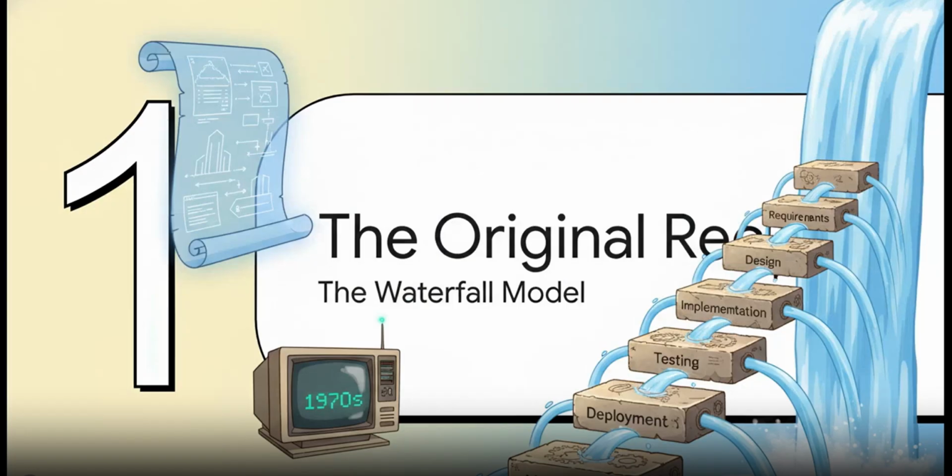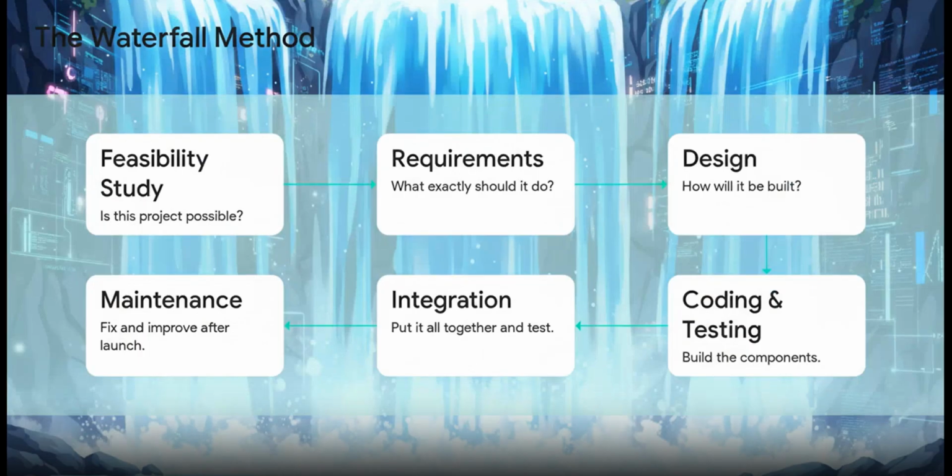So our journey has to start at the beginning, with the very first, and honestly the most intuitive blueprint out there, the classical waterfall model. This was the go-to method all the way back in the 1970s. It's a really strict, linear, step-by-step process. Each phase has to be 100% complete before you can even think about starting the next one. It all flows steadily downwards, just like a real waterfall.